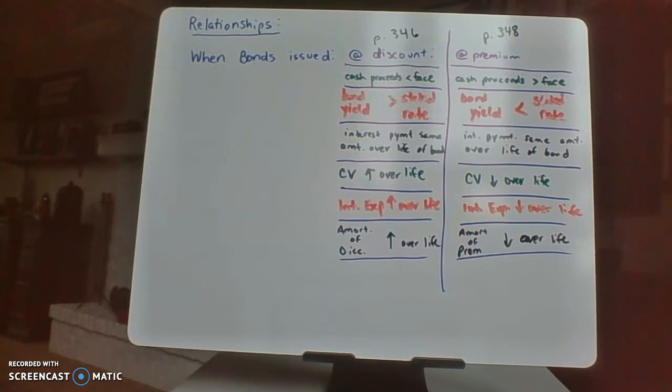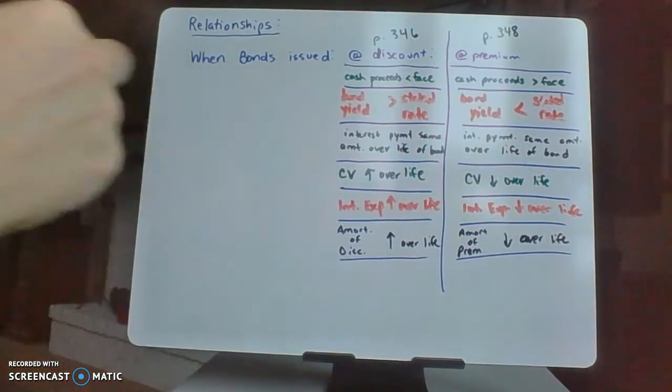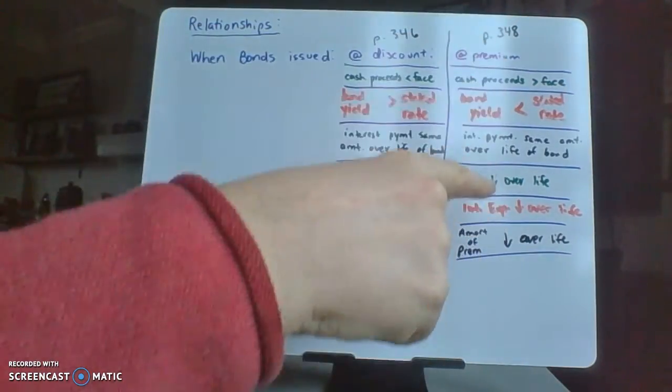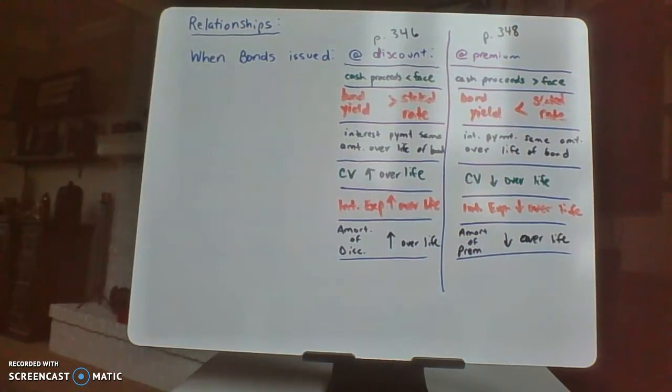So that table that I was looking at is the one on page 346 for when a bond is issued at a discount. And when it's at a premium, it's on page 348, and it really works completely opposite for a premium than a discount. So let's just talk about the discount side of things.